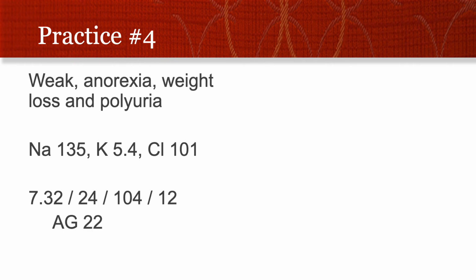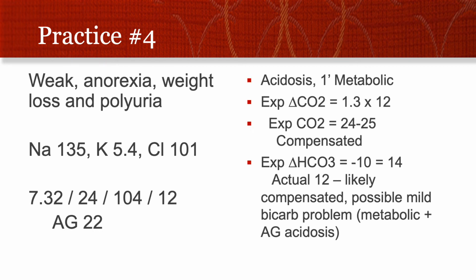Our next practice question is a weak patient with polyuria, anorexia, and weight loss. Labs are shown there. Pause the talk if you'd like to work this through on your own, which I highly encourage. In this case, we have a low pH. The CO2 is low, so that does not explain acidosis, and the bicarb's low. So we know the primary problem is a metabolic acidosis. Our anion gap is 22, so we know we have an anion gap acidosis and that we have to do that pesky little delta ratio.